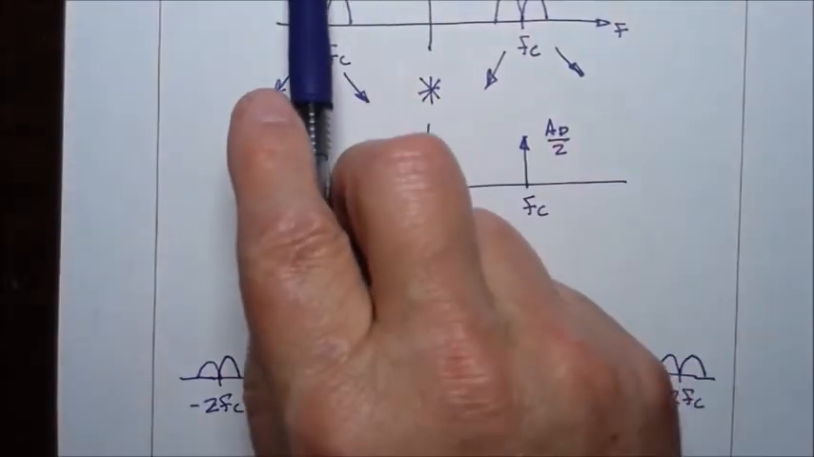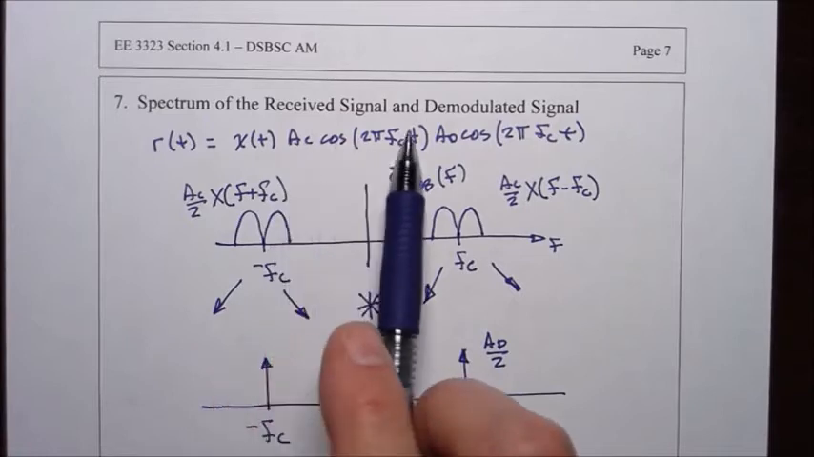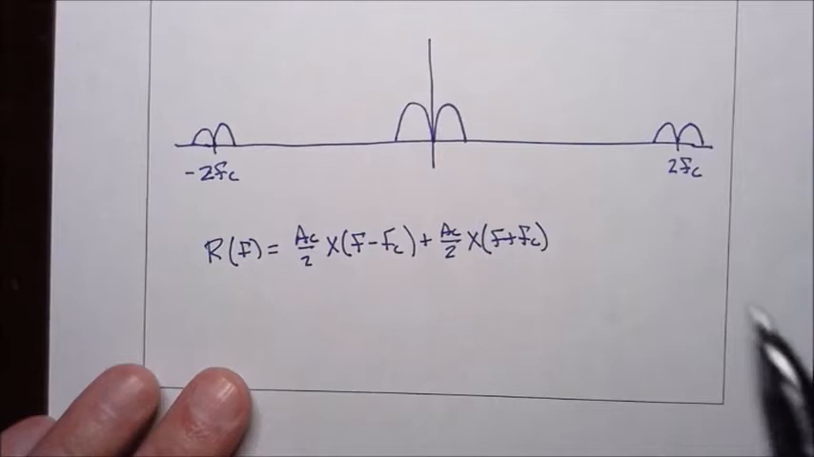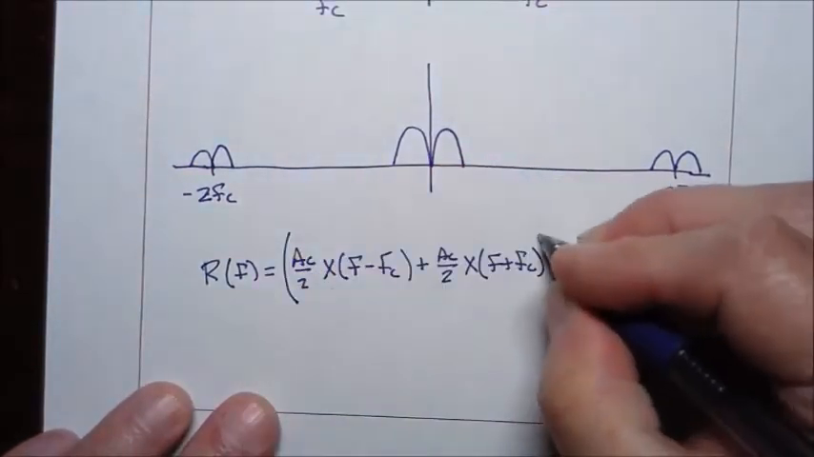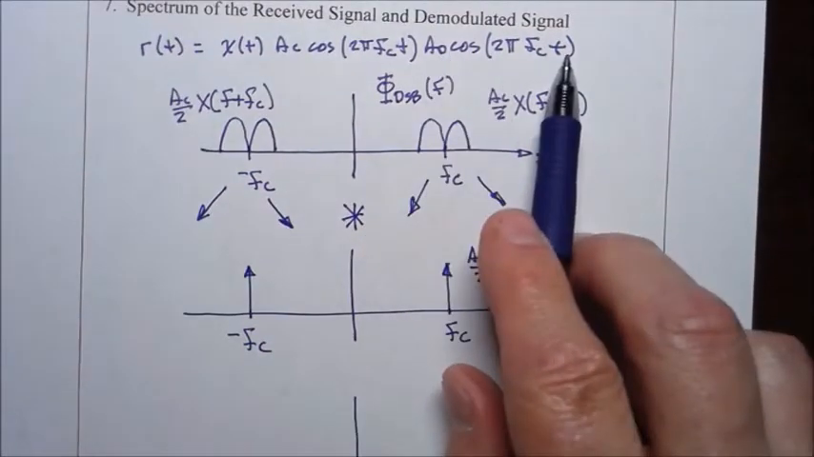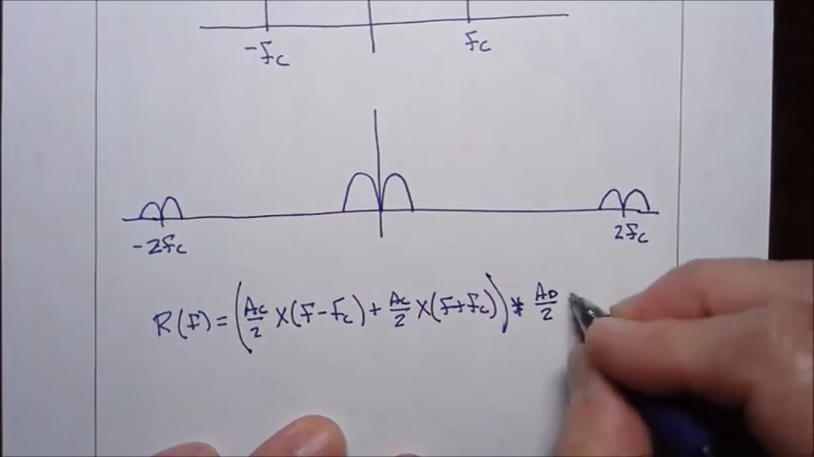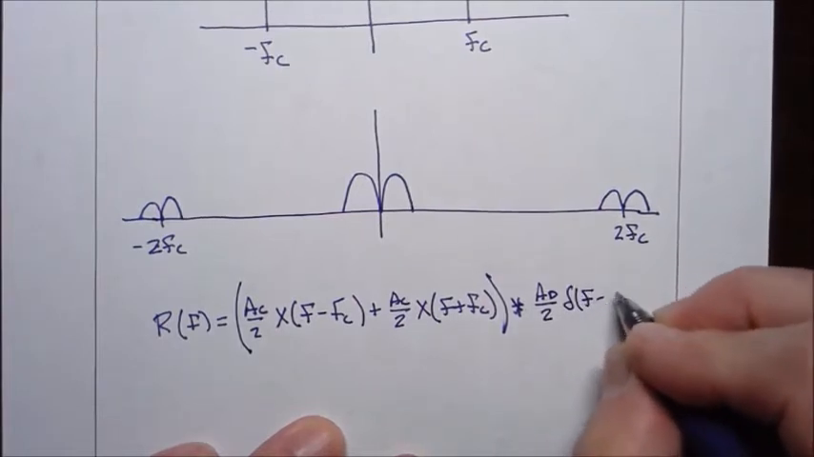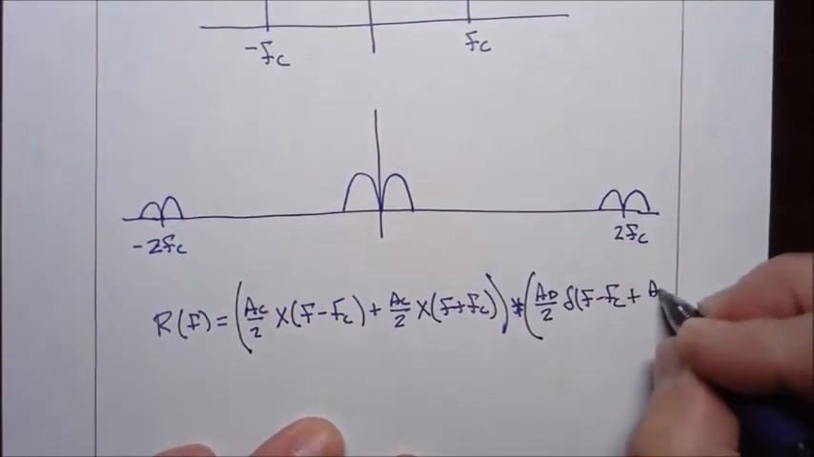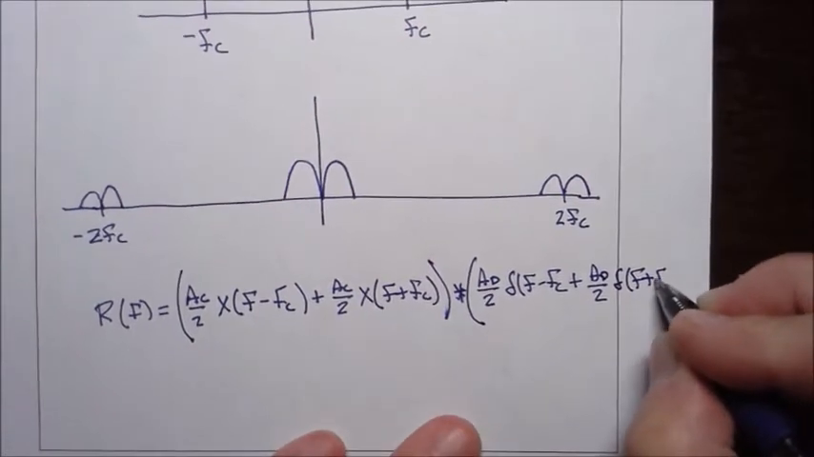Okay, so that's the product X of t times the carrier; this is the double sideband signal. This is simply the spectrum for the double sideband signal. Now we're taking this and convolving it with the pair of delta functions from this replica of the carrier, which would be AD over 2 delta of f minus FC plus AD over 2 delta of f plus FC.